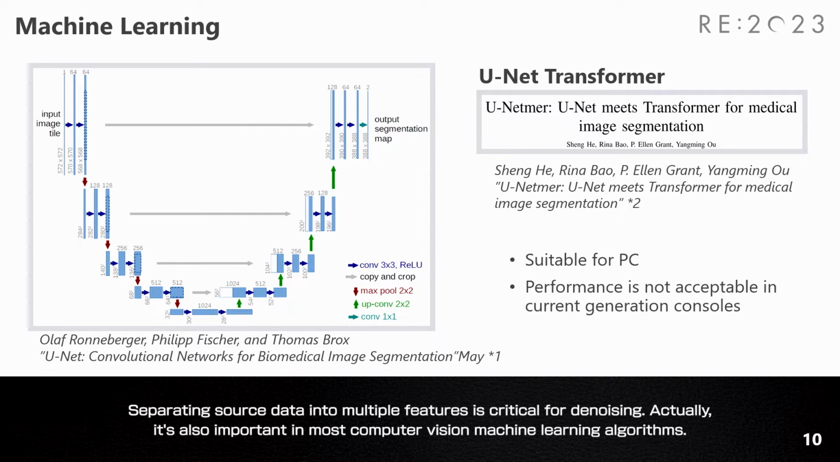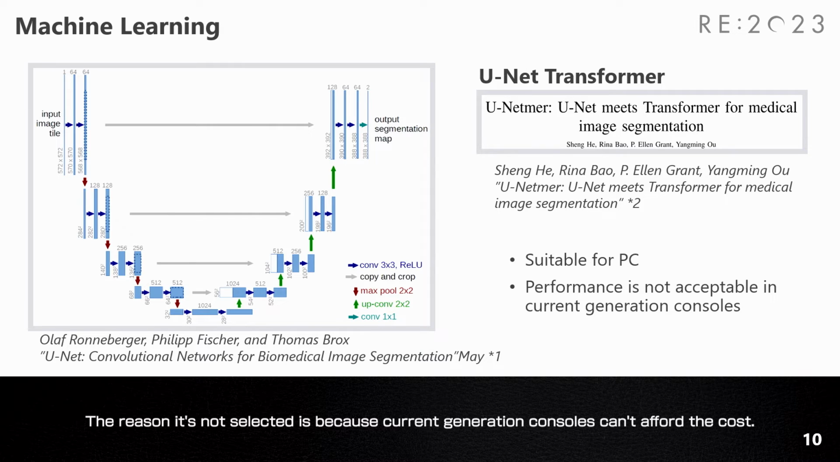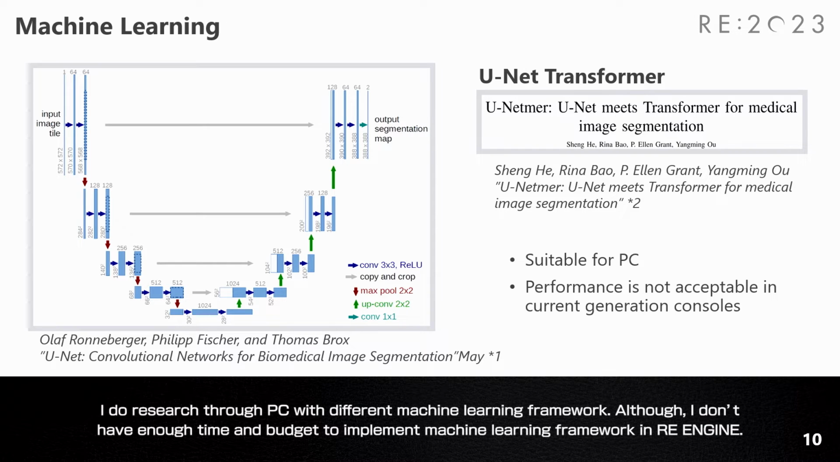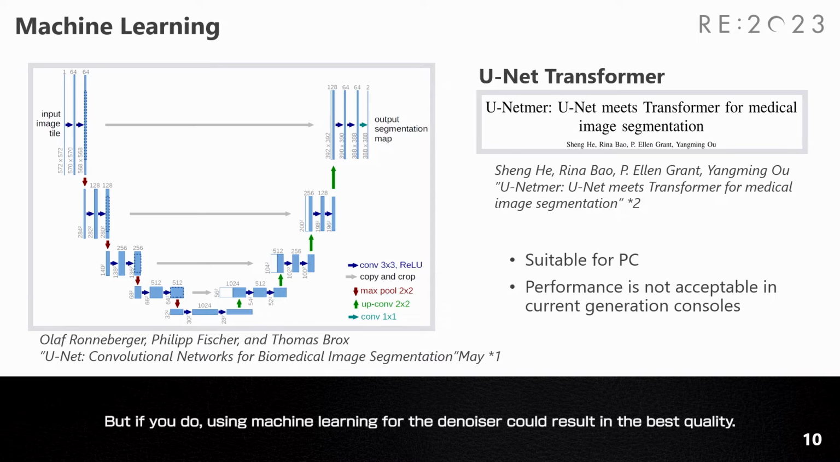Separating source data into multiple features is critical for denoising. Actually, it's also important in most computer vision machine learning algorithms. The reason it's not selected is because current generation consoles cannot afford the cost. I do research on PC with different machine learning frameworks, although I don't have enough time and budget to implement a machine learning framework in RE engine. But if you do, using machine learning for the denoiser could result in the best quality.